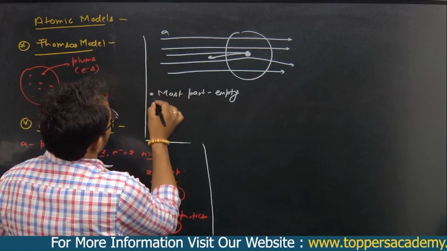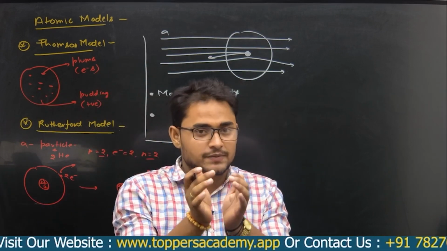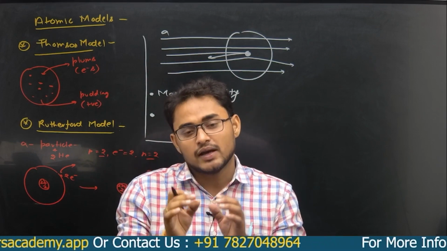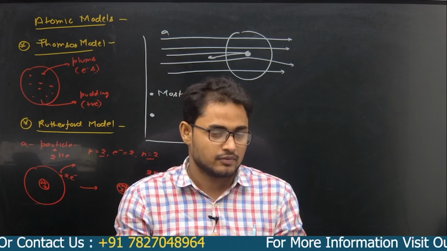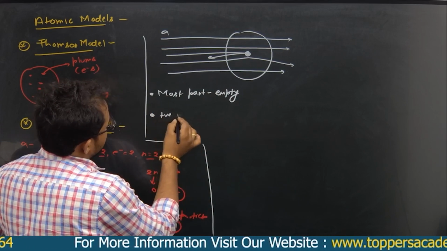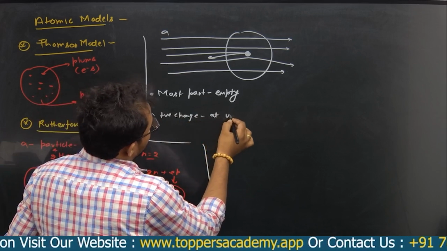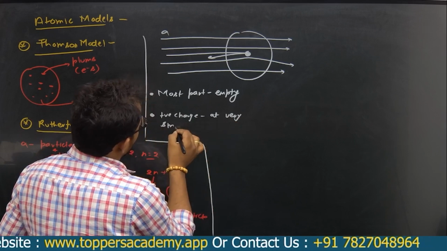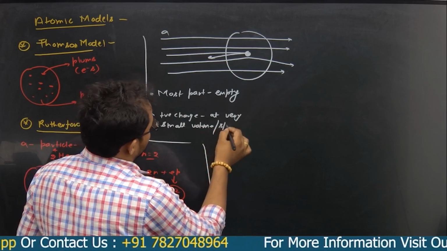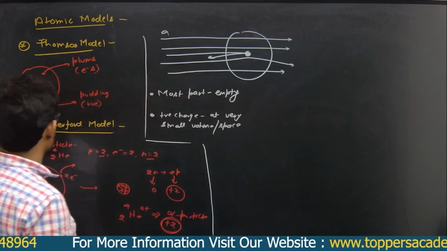And one more thing, he said that the positive charge is not spread out in all the space in an atom, it is present in a very small volume in an atom. He said that positive charge is not spread out, positive charge is present in a very small volume or space in an atom. So this was Rutherford model.